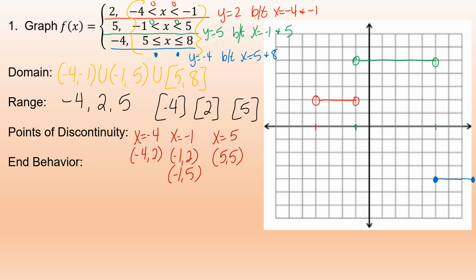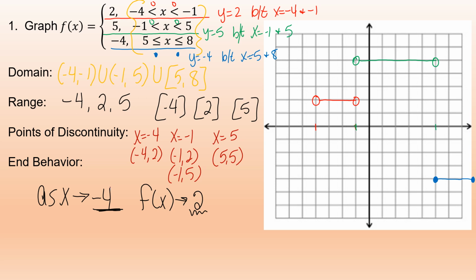Okay. All right, and then our end behavior. As the x's approach, they're not going to negative infinity. They're approaching -4. That's a little bit new because the graph doesn't go on forever. The y values, f of x approaches 2. That's the y value that follows that point.